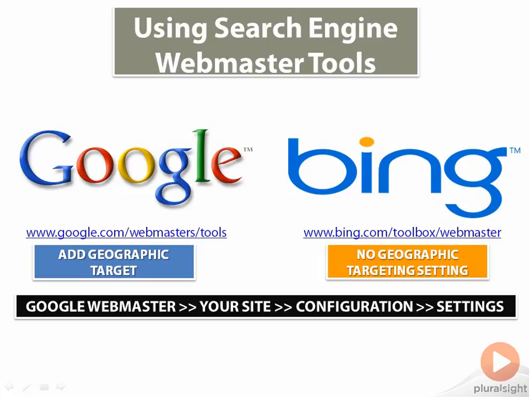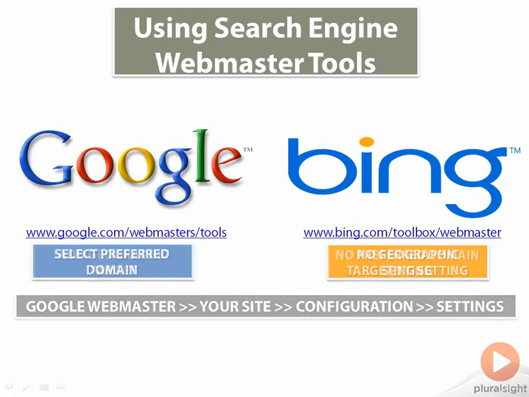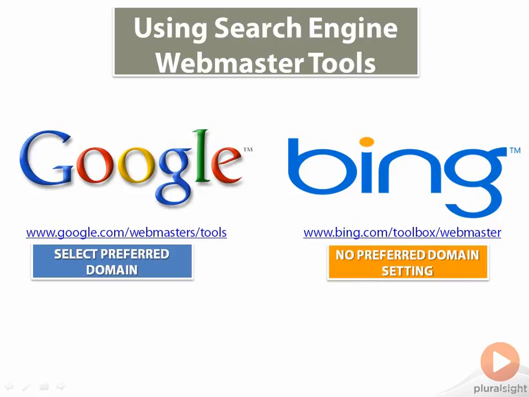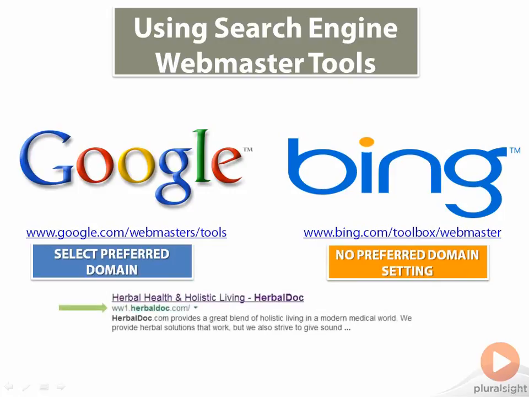While in the Settings section of Google Webmaster, it is helpful to also establish your preferred domain. By determining your preferred domain, you are basically telling Google what the root domain should be for a website. For example, as I mentioned a few slides earlier, I have set up HerbalDoc's root domain to be www.1.herbaldoc.com. This is the domain I want Google to see.